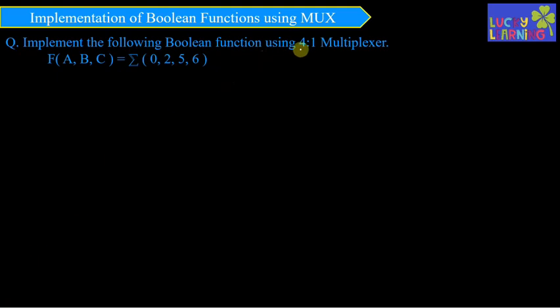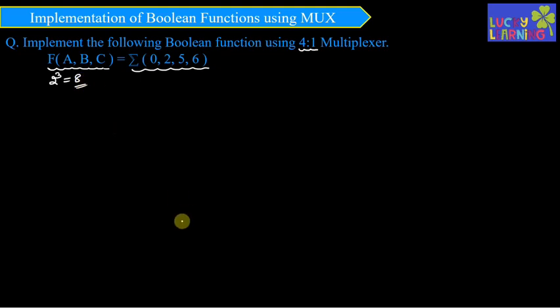Implement the following Boolean function using 4:1 multiplexer. Now, what is a Boolean function? F of ABC equal to sigma 0, 2, 5, 6. Now, how many variables are there in the function? Three variables. Three variables means how many minterms are possible? 2 power 3, 8 minterms are possible.